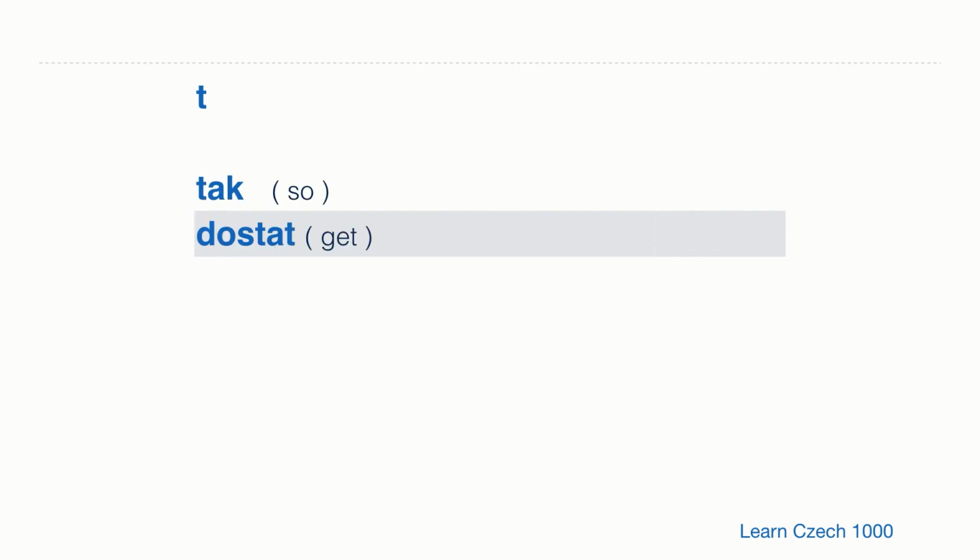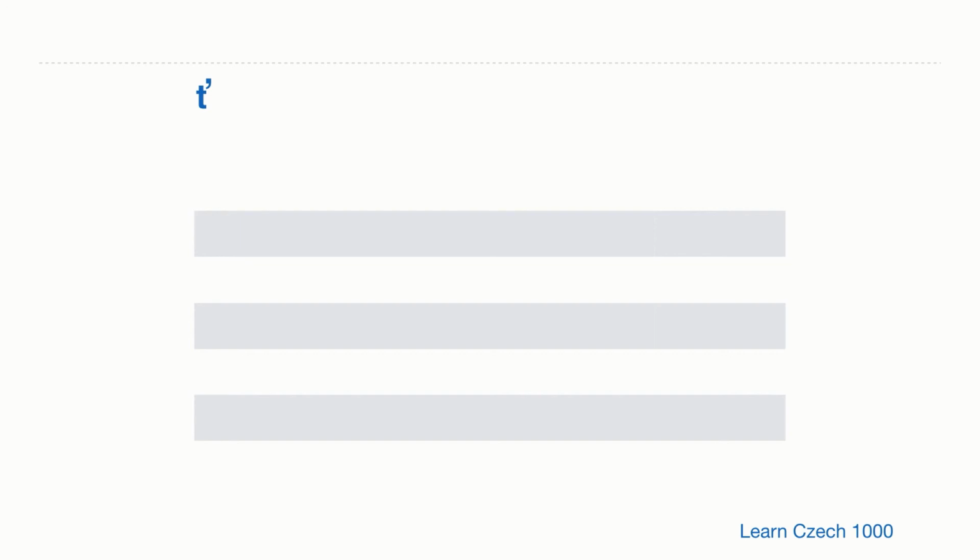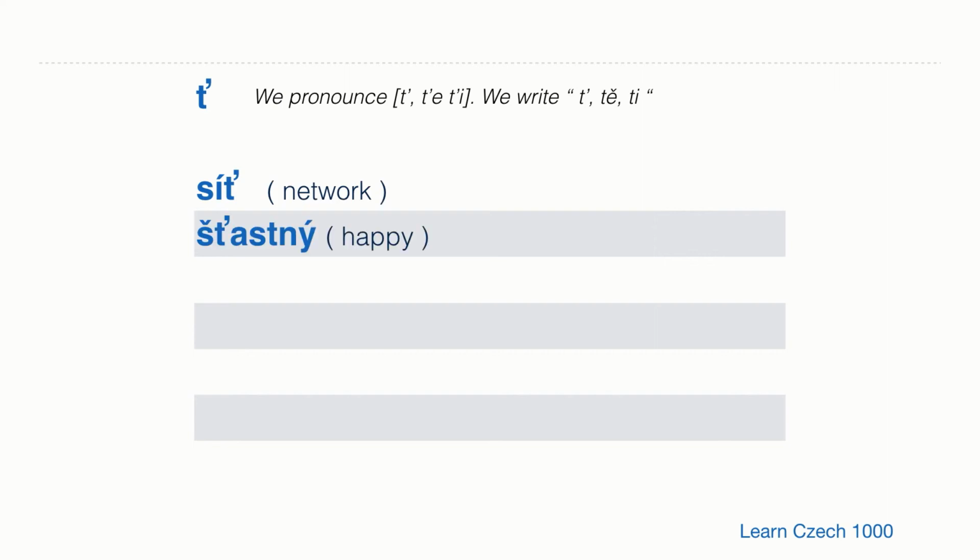T is easy as well. Tak, dostat, život. Ť is written with a short line. It is pronounced softly. Síť, šťastný, ještě, proti.